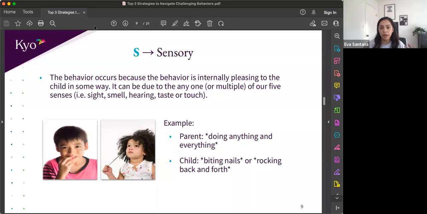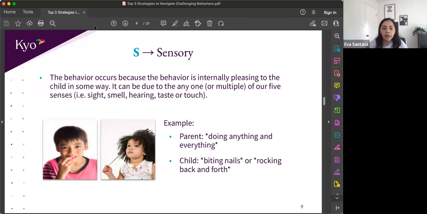So in this example, we have a parent maybe just going about their day. Maybe they're working, preparing dinner, getting the evening settled, and then the child starts biting their nails or rocking back and forth. So the child biting their nails or rocking back and forth has nothing to do with the parent or the caregiver. It's just a behavior that they are doing that is self-soothing to themselves. In a classroom, maybe you see a student tapping their foot on the floor, or maybe they're tapping the table. And that could be self-soothing, providing some sort of sensory input for them.